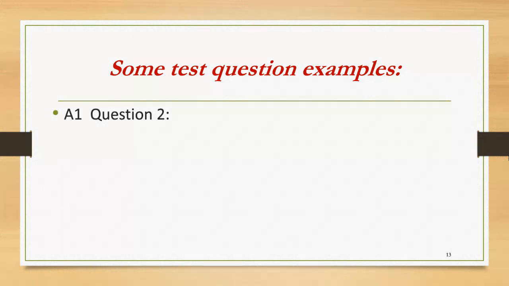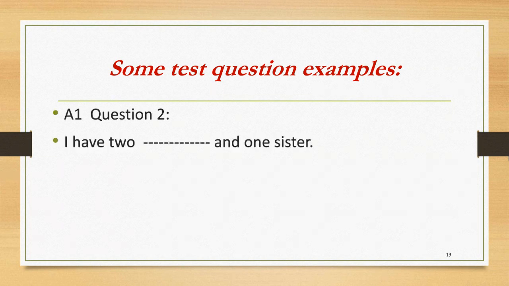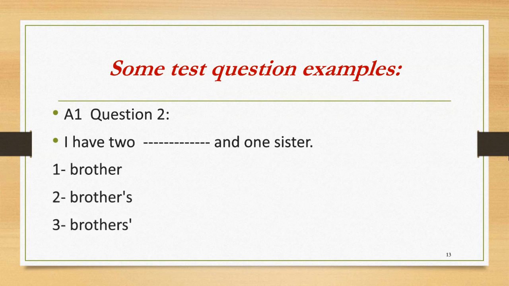Question number 2. I have 2 blank and 1 sister. It should be 4. I have 2 brothers and 1 sister.